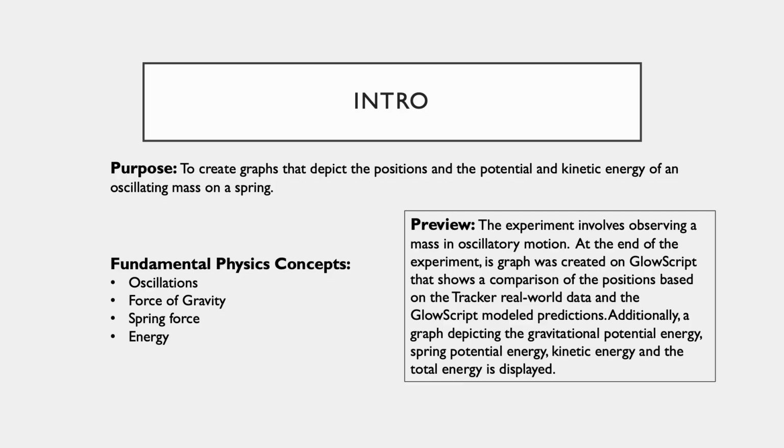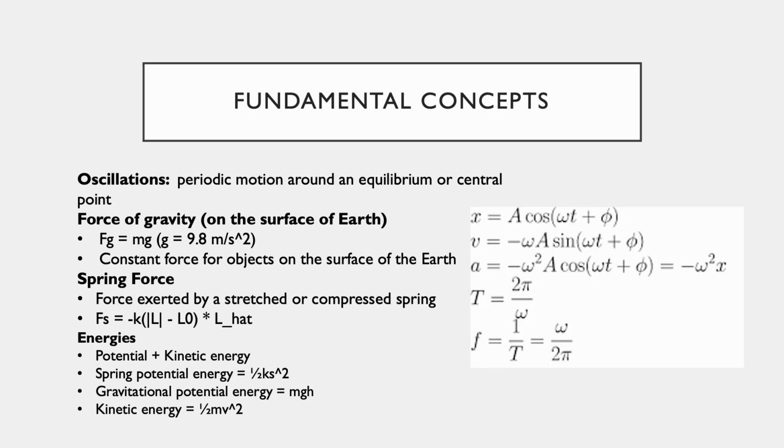The GlowScript makes a comparison between the tracker graph and the predicted model graph. Additionally, GlowScript creates a graph that plots the energies involved in the oscillation against time. Now let's dive deeper into the core concepts of the lab.